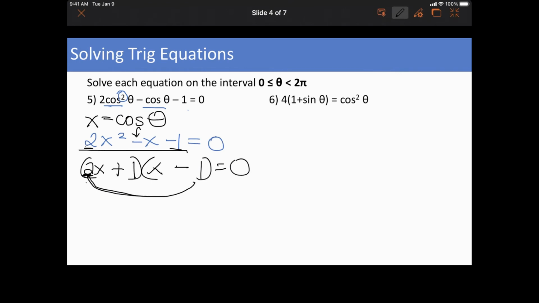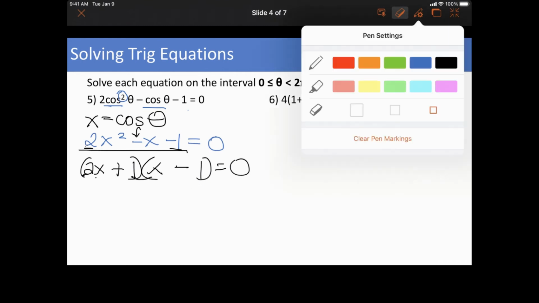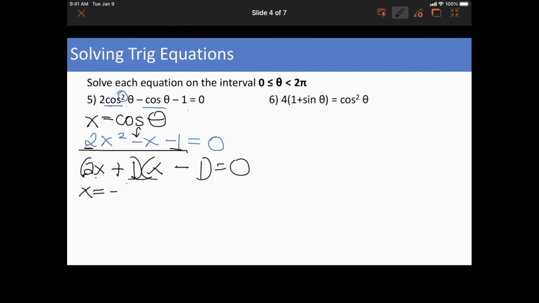So this is going to get a -2x here, and plus a positive 1x. And that's going to give me a -x. Okay. So we are going to continue. So x equals -1/2, and x equals 1. Now, we aren't done because we're really doing cosine, but now I'm going to substitute back. So I know x equals cosine, so I can say cosine of theta equals -half, and cosine equals -1. So I'm just substituting, right? Putting that back.